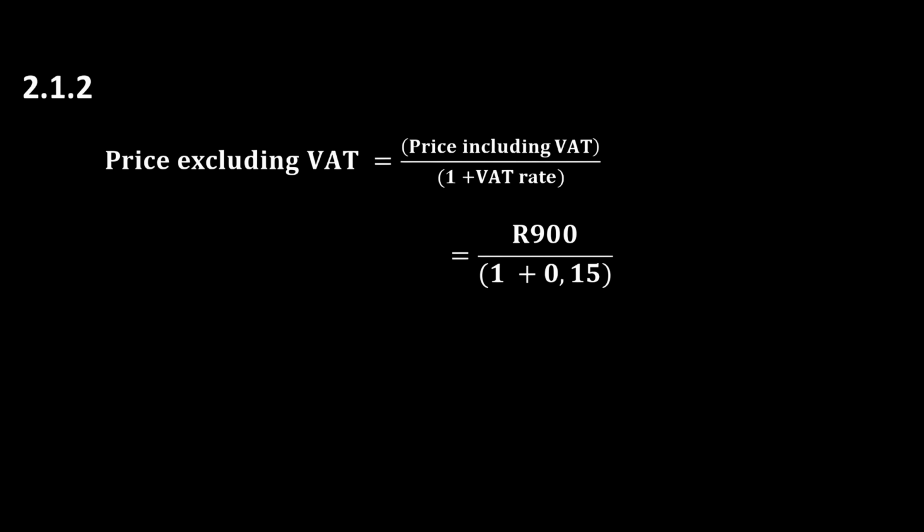Substituting the price including VAT of 900 Rand and the VAT rate as a decimal of 0.15 into the formula will give us the price excluding VAT equal to 900 over 1 plus 0.15. This equation simplifies to the price excluding VAT equals 900 over 1.15. This will give us the price excluding VAT of 782 Rand 61 cents.